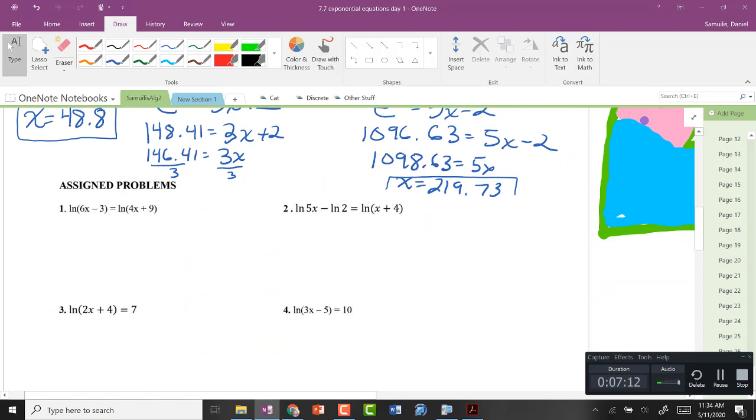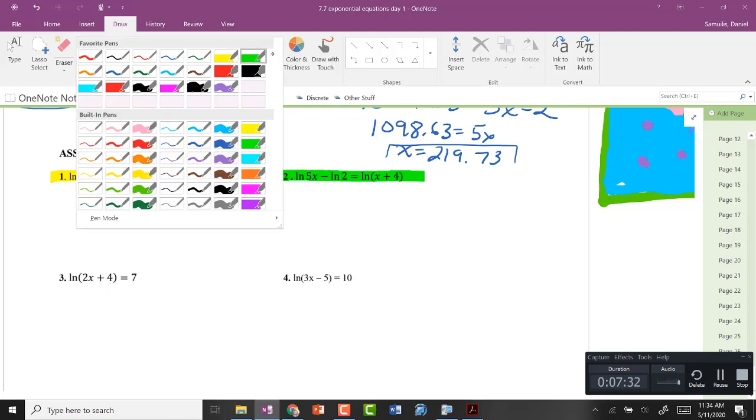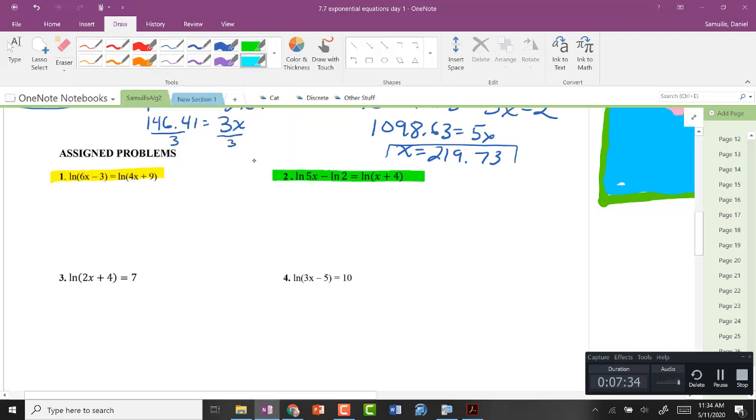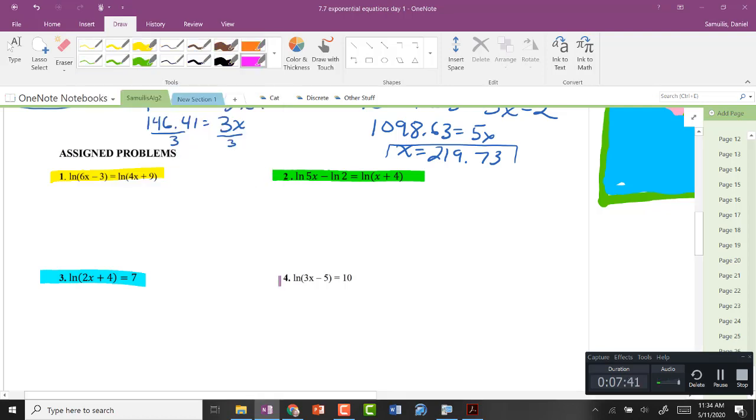You have your 4 assigned problems to practice, and that is all you have to do. Okay, so problem number 1, go. Problem number 2, go. Problem number 3, go. And problem number 4, go.